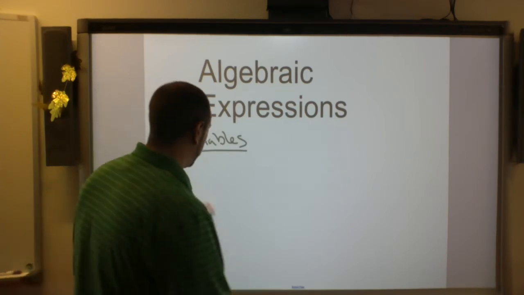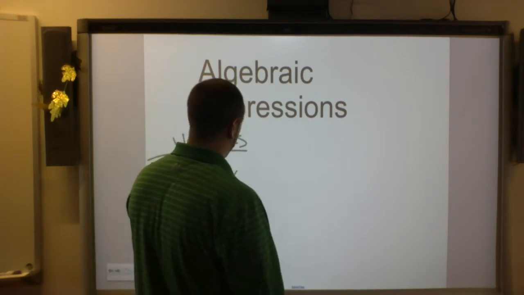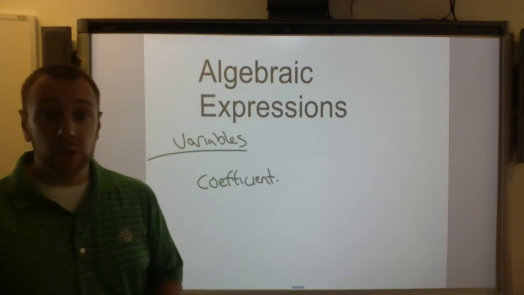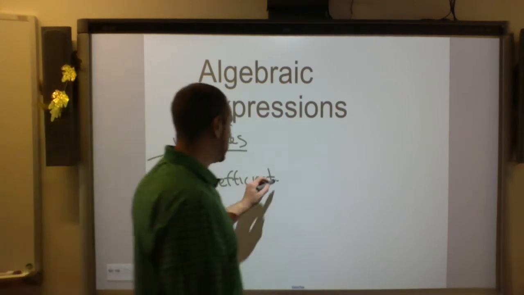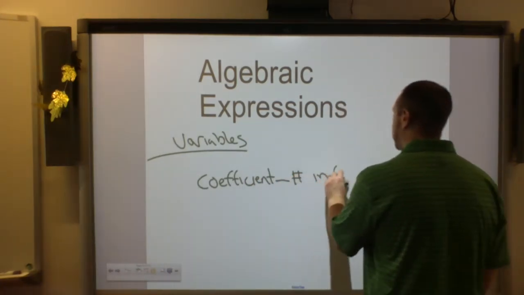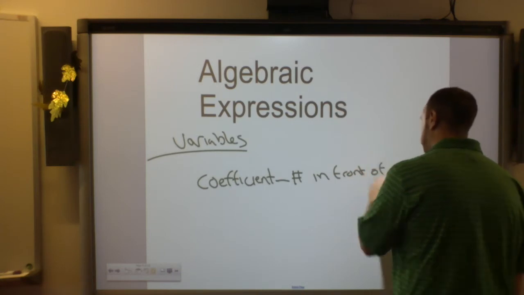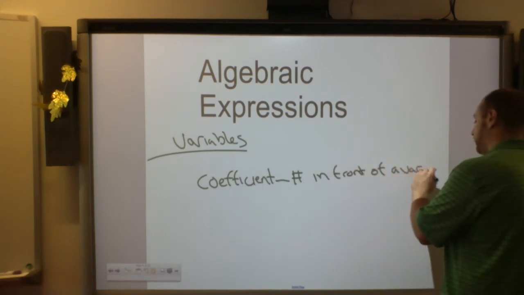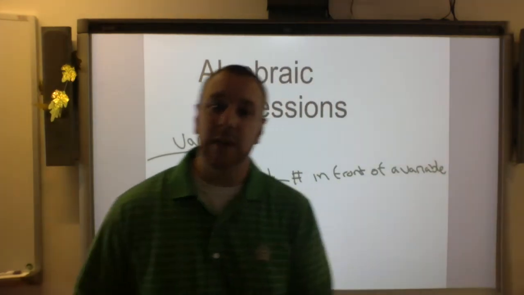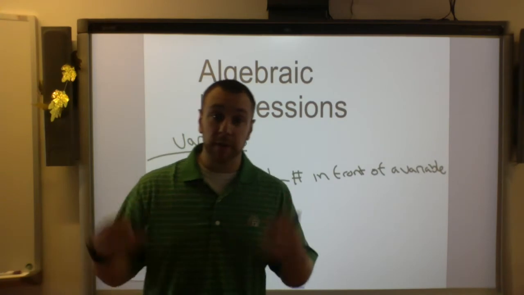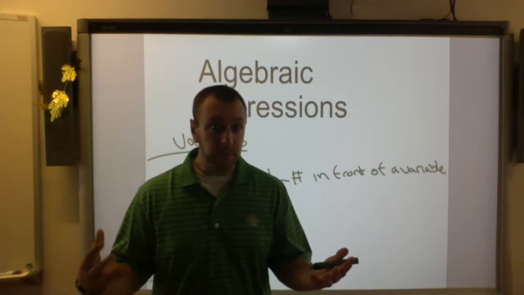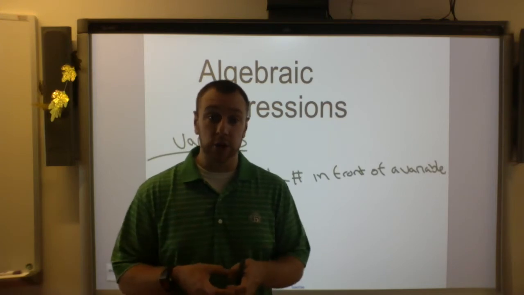Now, you also have to figure out the coefficient of each variable. The coefficient is the number in front of a variable. So you look at the numbers in front of the variables, the coefficients of the like terms, and you either add, subtract, multiply, however the operation tells you to do.